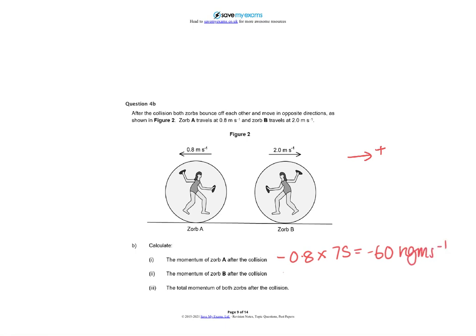And for Zorb B, we've got 2 going in our positive direction, that's our velocity, times its mass, which is unchanged. So that's 120 kilogram meters per second. And then our total momentum, we'll take the one in our positive direction, we'll take away the one in our negative direction. So we've got 60 kilogram meters per second as our total momentum after.